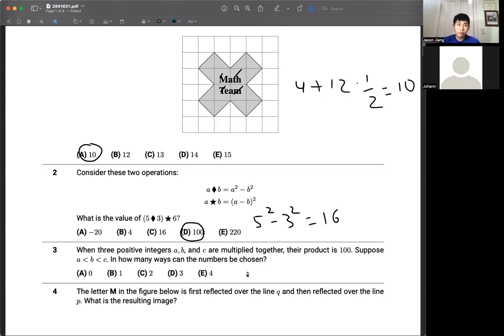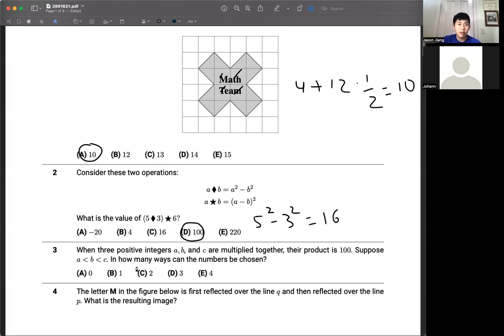Problem 3. When 3 positive integers a, b, and c are multiplied together, their product is 100. Suppose a less than b less than c. In how many ways can the numbers be chosen? So since a is the smallest number, it's going to be the number that restricts the other numbers the most. That makes it like the best strategy for us to start by looking at the different possibilities of a.